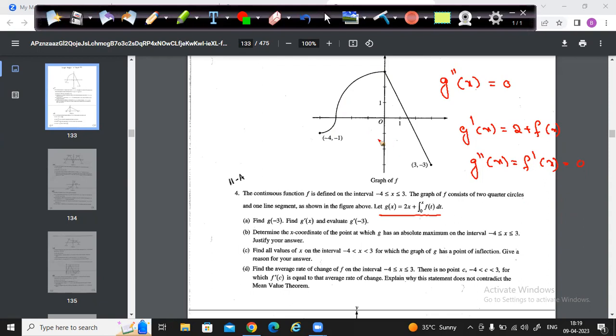Find all the values of x in the interval for which the graph of g has a point of inflection. So g will have a point of inflection when g double dash of x is 0, meaning when f dash of x is 0. So I need to find where the derivative of the function f dash of x is 0.